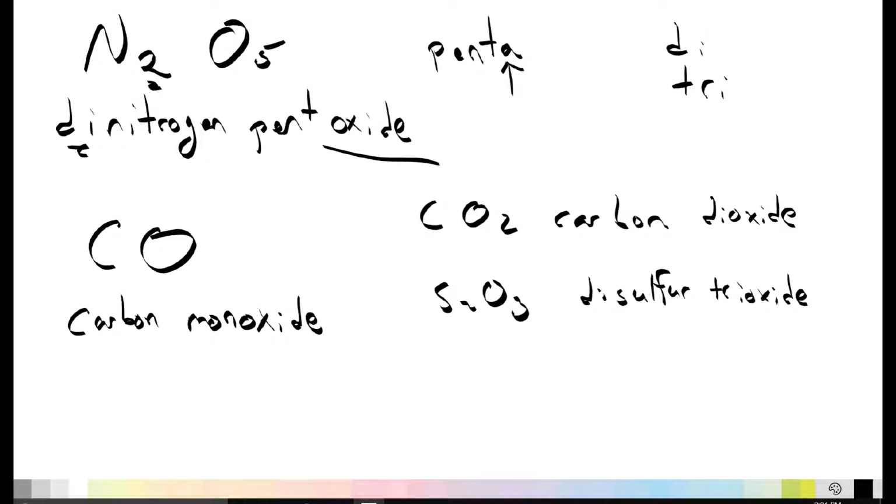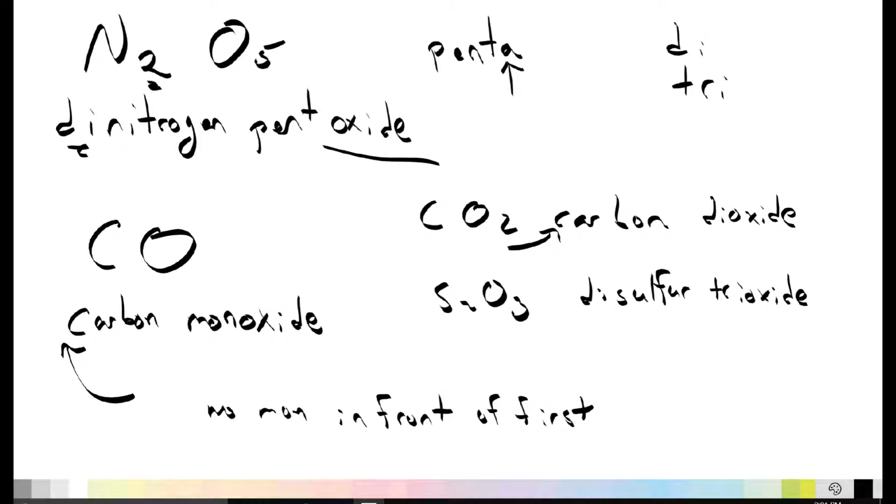And this also serves to highlight the other exception here and here: no mono in front of the first element. We just don't do it because we don't. There might be a good reason. There probably is not.